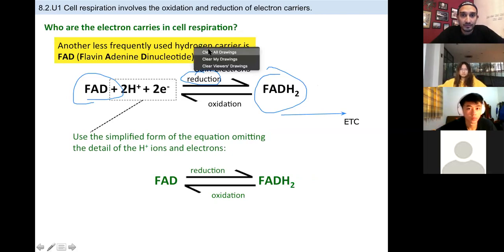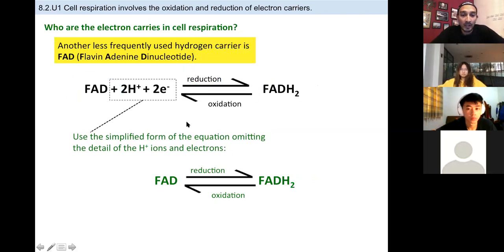Okay. And why do we need to know both sides of the reaction? Well, when they give away their electrons to the electron transport chain, they are losing their electrons, becoming FAD. Then it comes back to the start, gains electrons, goes there, gives them away, comes back, back and forth and back and forth.